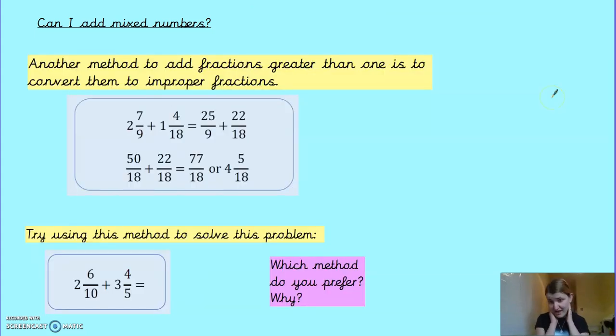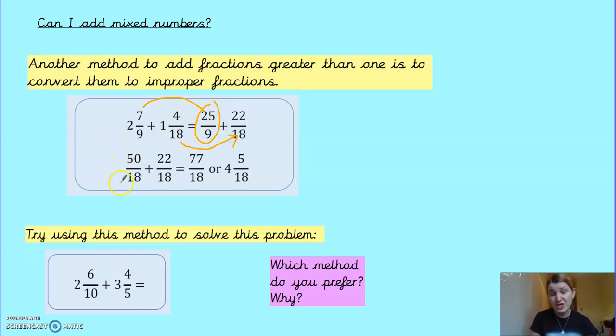Right, another method then. So first method was add the whole numbers, add the fractions, combine. Another way is to convert them into improper fractions to add first. Okay, so if we look here, we've got 2 and 7/9, add 1 and 4/18. What we've done is we've converted them first. So we've gone, okay, 2 times 9 would be 18, plus the 7 would be 25. So 25/9 is what 2 and 7/9 has become. 1 and 4/18, we've gone 1 times 18, add the 4 would be 22. So now we've got 22/18.